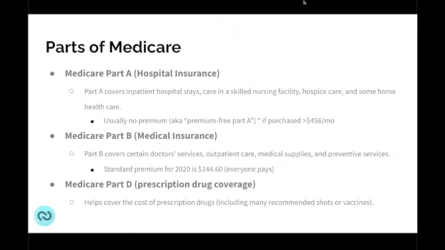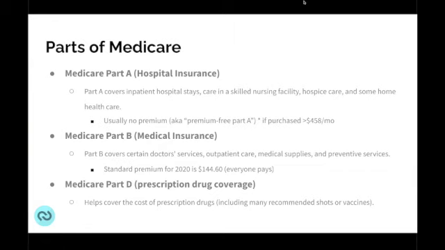Part B is your medical insurance that covers your doctor services, your outpatient care, some of your medical supplies, and more preventative services. In general, this one is a premium component. The standard premium that has been assigned to 2020 is $144.60, and that's a monthly cost.